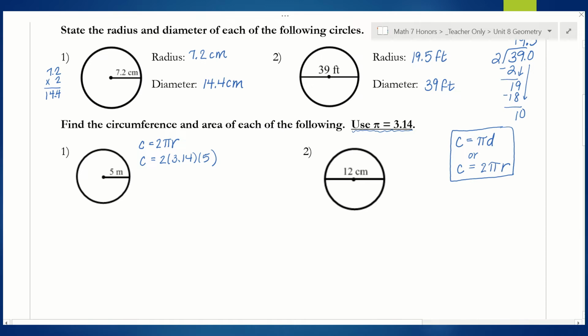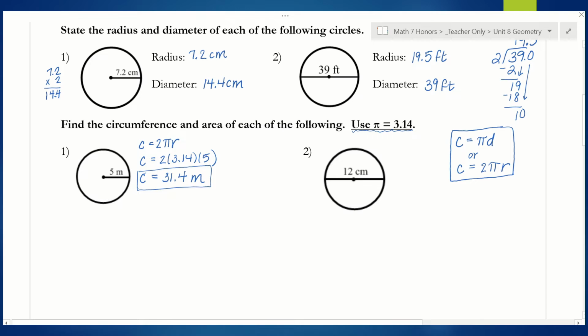So in that step that I just wrote, I'm keeping the 2 in the formula, I'm substituting 3.14 for pi, and I'm substituting 5 for my radius. So in your calculator, you're going to want to actually type in 2 times 3.14 times 5. And you should get that the circumference is 31.4 meters. Now remember, circumference of a circle is really the perimeter of a circle. It's the distance around the outside. So when we label it, it's just meters. It's not meters squared or meters cubed. It's just meters.